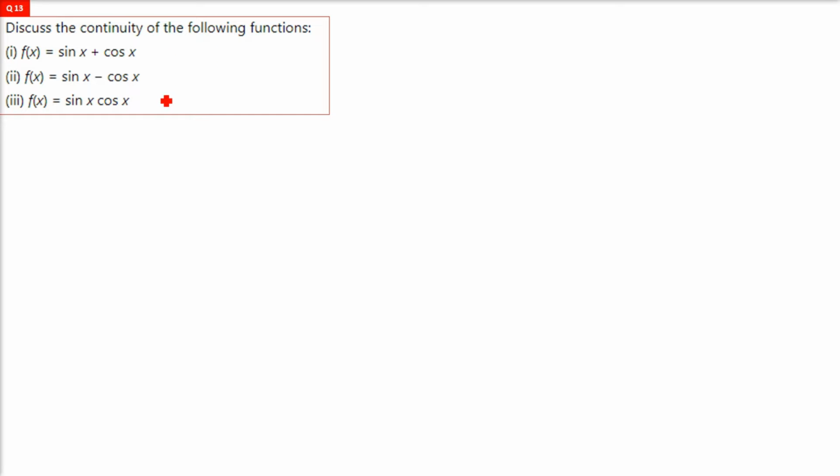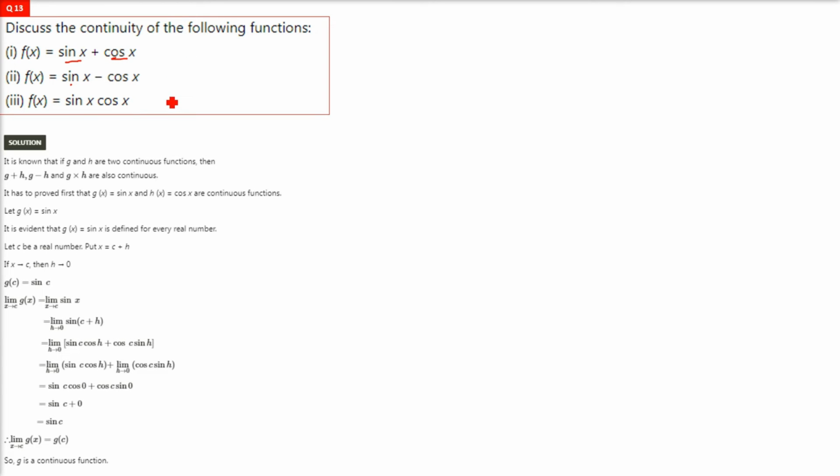Now here if you see, we have sin x plus cos x, sin x minus cos x, and sin x cos x. In all of these parts, sin x and cos x are two different functions. For example, if you take one function as g and the other function as h, then this is nothing but an operation between the functions. In this case g is sin x, h in this case is cos x.